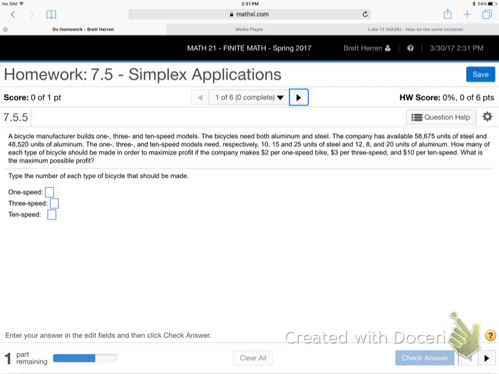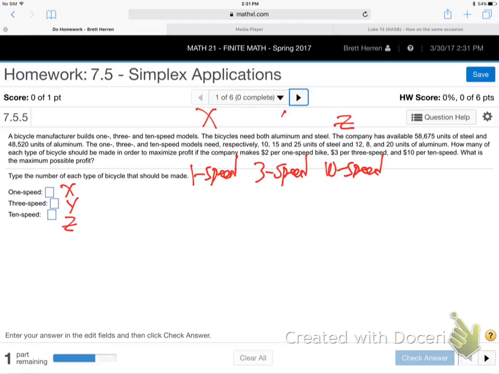So they're asking, this company's making their plans, cranking out bicycles. How many 1, 3, and 10-speed bicycles? We'll call this X, Y, and Z, or maybe X1, X2, X3. I don't care, X, Y, and Z is great. Let's lay it out. So we have 1-speed, 3-speed, and 10-speed bicycles that are going to be made. Let me put it up here so we can see the words still.